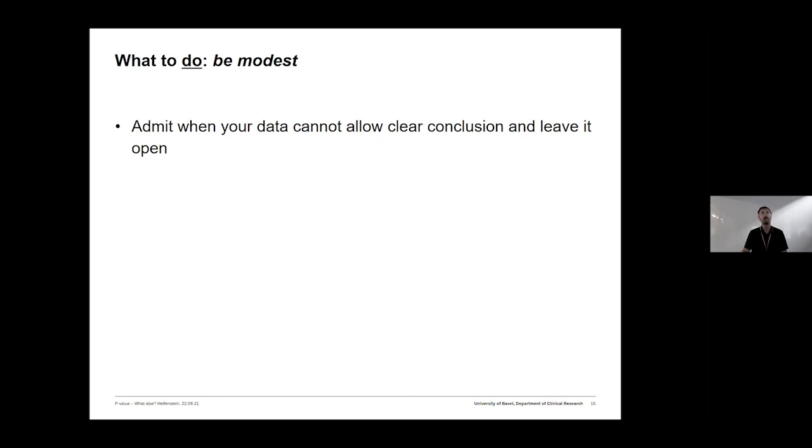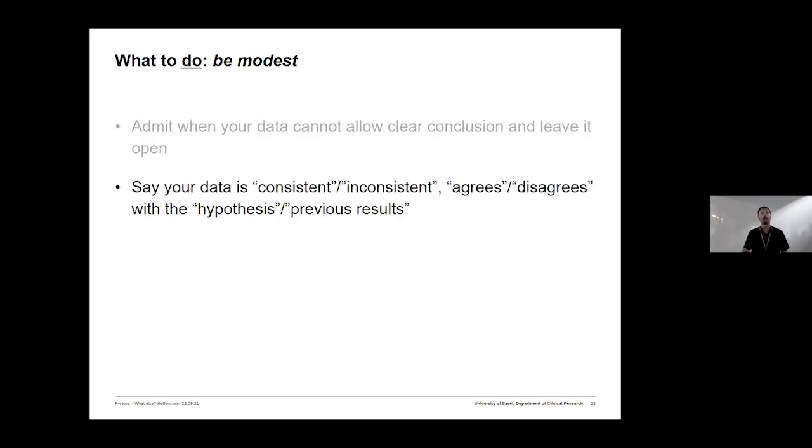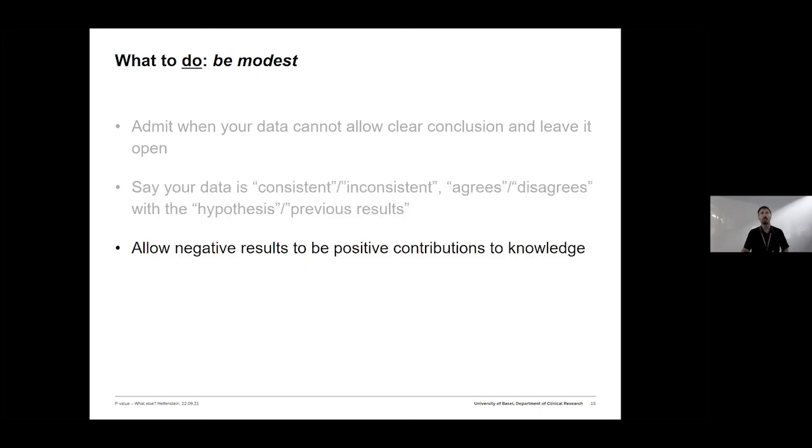We have to admit when our data cannot allow for a clear conclusion, and we need to leave it open. It's very important. We have to say that our data is consistent or inconsistent rather than prove or disprove a hypothesis. It agrees or disagrees rather than confirms or doesn't confirm a result. And so we're consistent or we agree with previous hypotheses, previous results, but we have to be a bit more modest. And we have to allow negative results to be positive contributions to knowledge. And this is very important, for several reasons.